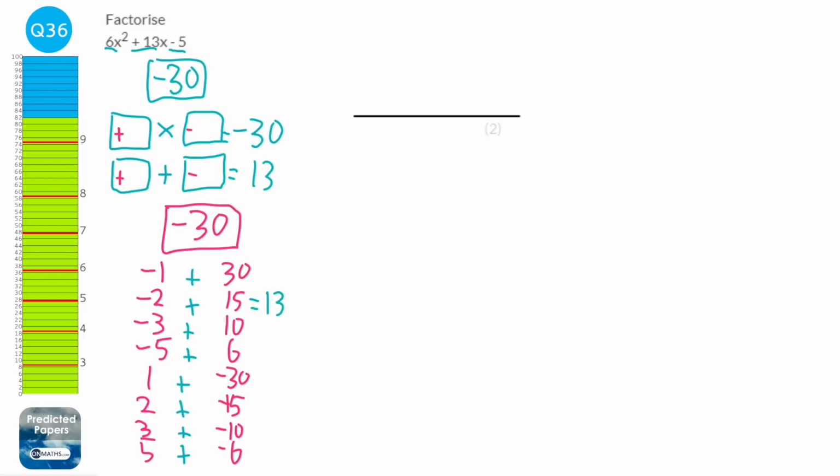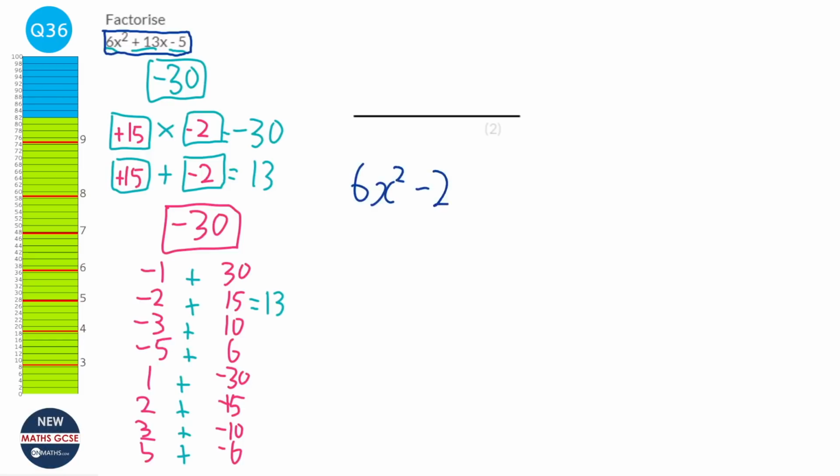So the two numbers we're looking for are plus 15 and minus 2. I'm going to rewrite the question now, but instead of the plus 13x, we're going to split it up into the plus 15 and minus 2, or the other way around. So we could do 6x squared minus 2x plus 15x minus 5. And a little tip, if you've got a positive and a negative number, let's just tidy that up a bit, always put the negative number first. If you've got a choice, put the negative number first and then the positive number. It just makes the maths a bit easier.